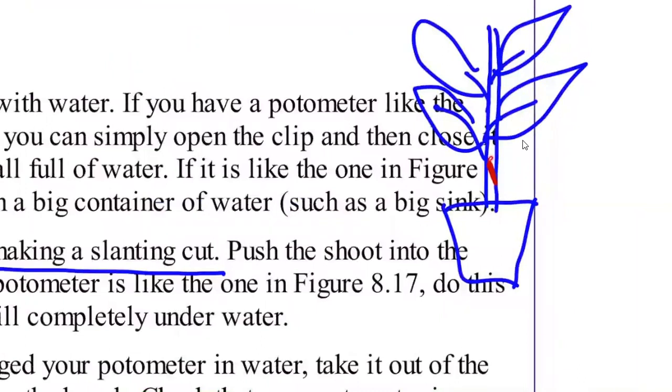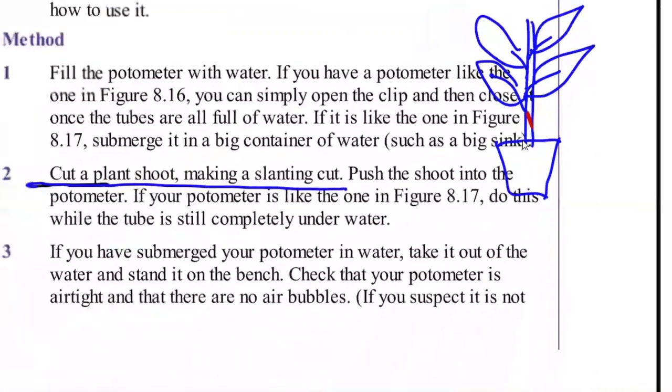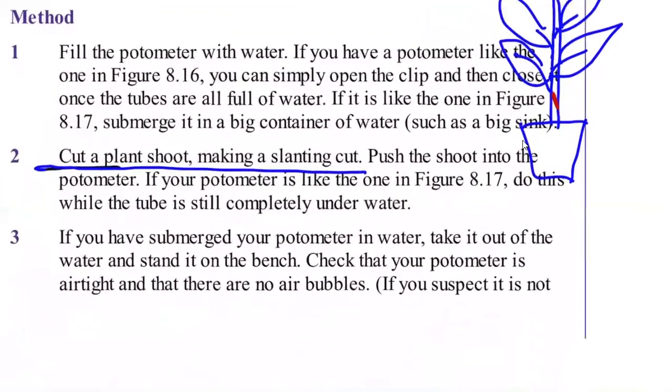Okay, like this. And then the examiner asks you in the exam why did you do this? By doing this, you minimize the entry of air bubbles into this leafy shoot. Okay? In doing so, air bubbles will not go in, and when air bubbles do not go in, when you finally attach it into the potometer, the air bubbles will also not enter there.